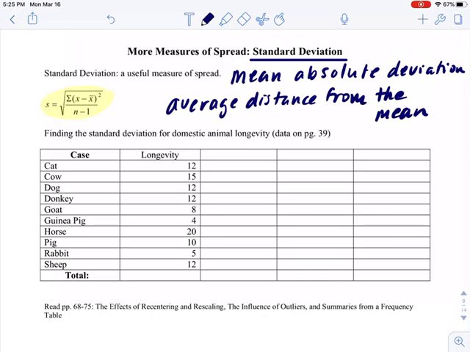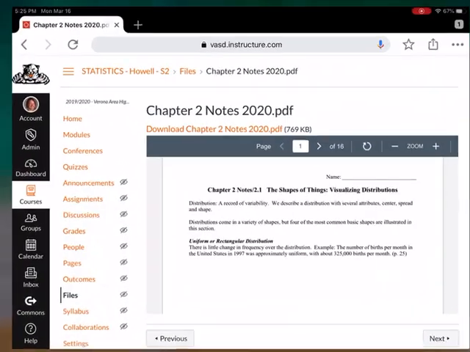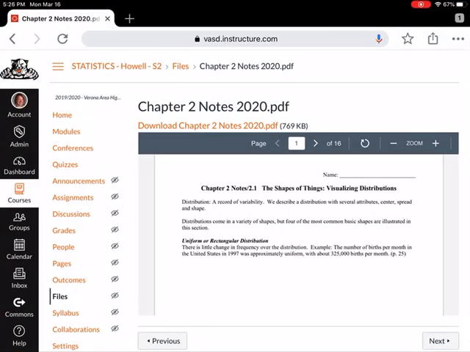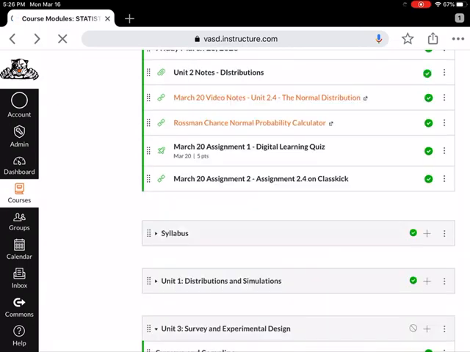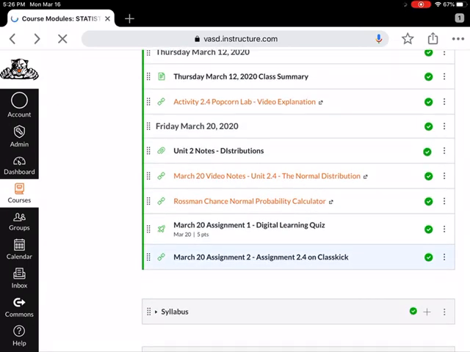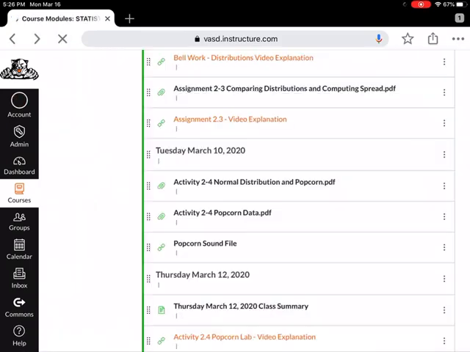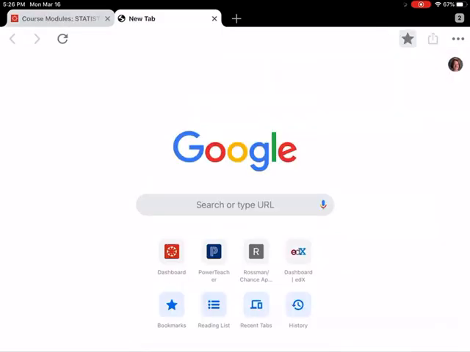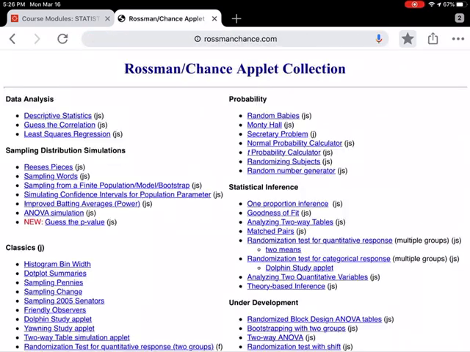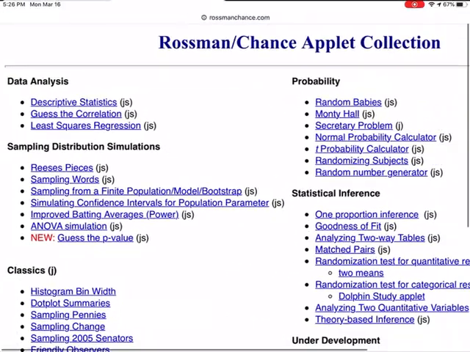I've got my numbers here. Here's some sample data: the longevity of different domestic animals. What I'm going to do is go back to our Canvas course, and I have got our Rossman Chance in here. Actually, I take it back. We're not going to use that Rossman Chance. We're going to go back to Rossman Chance. You may remember this Rossman Chance. Here we go.